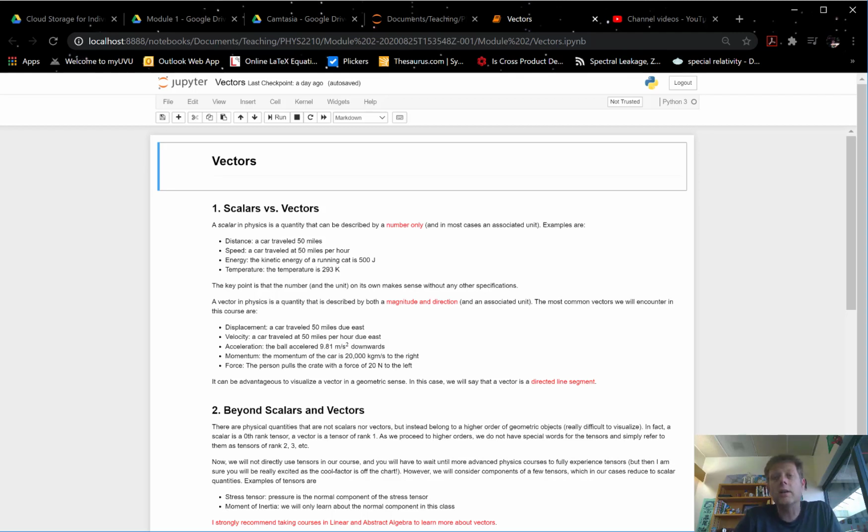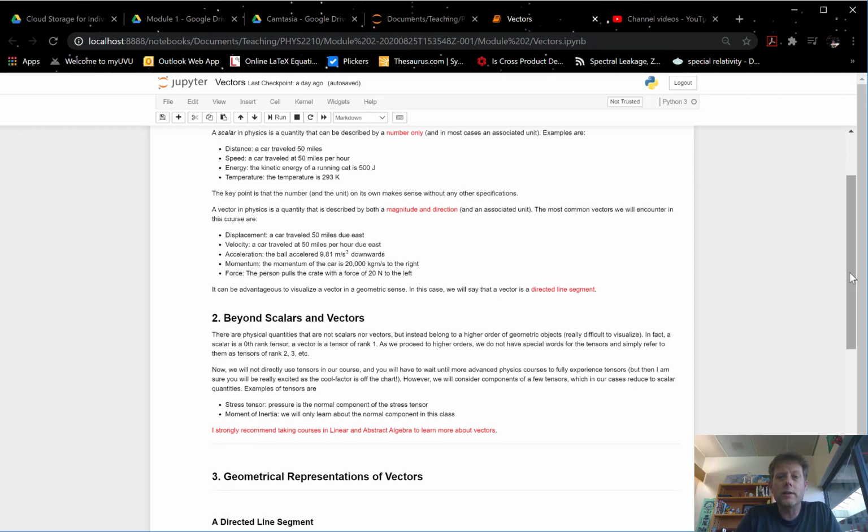So we're going to see a variety of vectors like forces, momentum, torque. These are all examples of vectors that we're going to encounter in our class. We do have some quantities that are not scalars and not vectors, but higher order vectors, if you wish to call them that. They are called tensors. We're not directly going to deal with tensors in this class.